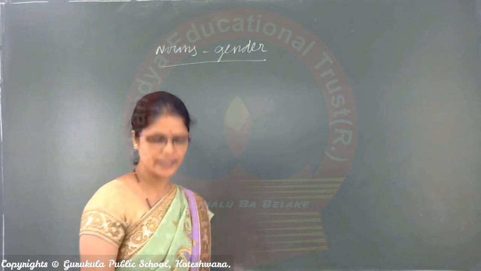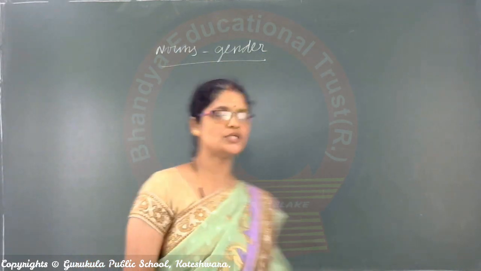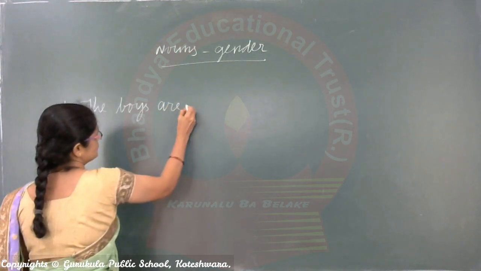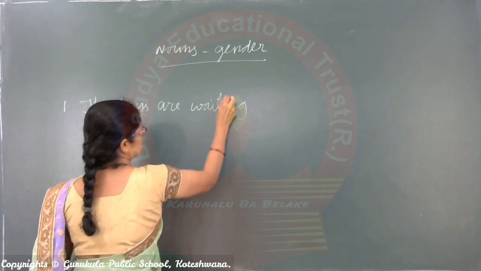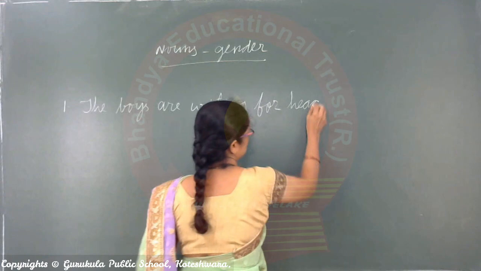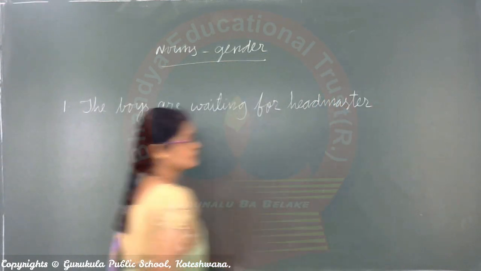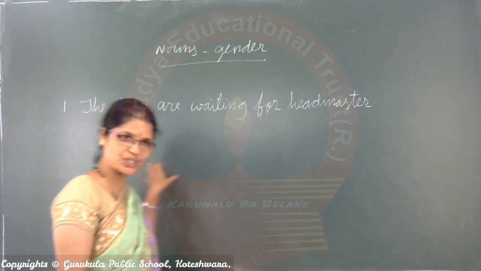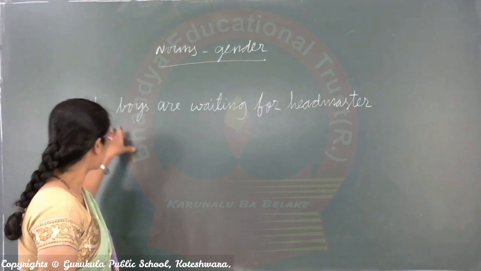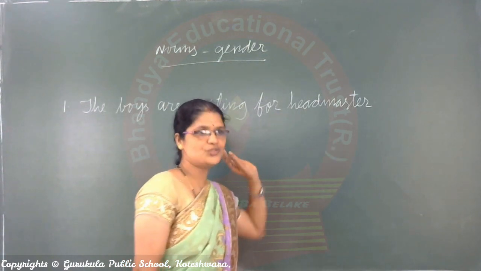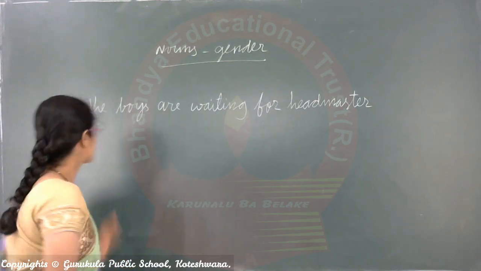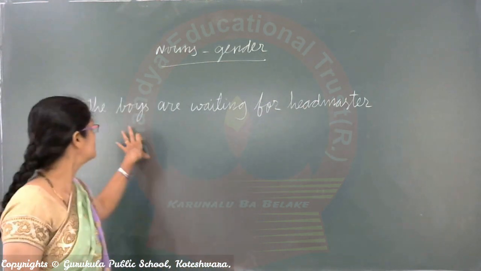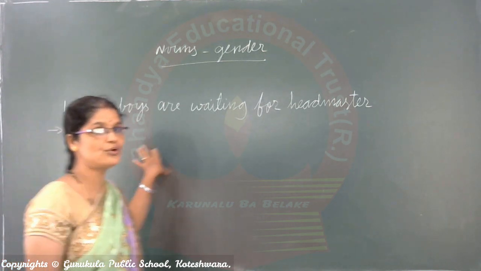Write the sentence now. The boys are waiting for the headmaster. Please write this sentence. What should you do now? You should change the gender. Listen here. Read again: the boys are waiting for the headmaster. You should change the gender wherever necessary. How can we change? Here, see boys. See here, headmaster. Both here are masculine gender. So we should change this into feminine gender.